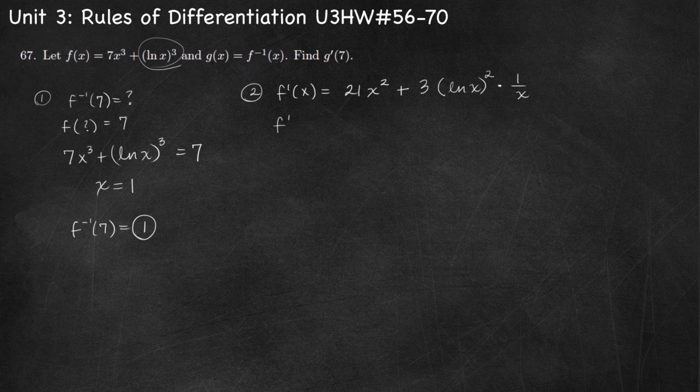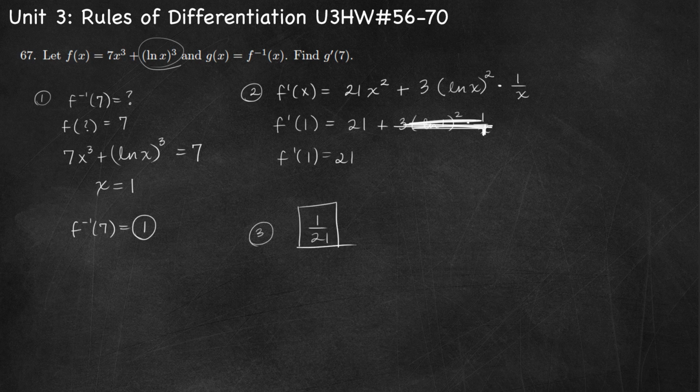Now we evaluate that at 1, since that was f inverse of 7. So we get 21 times 1 is 21, plus 3 times the natural log of 1 squared. Well, the natural log of 1 is 0, and then times 1 over 1. So I have 3 times 0 times 1 is just 0. All of that drops out. So we just have f prime of 1 equals 21. And then step 3, we take the reciprocal. So 1 over 21 is my final answer.